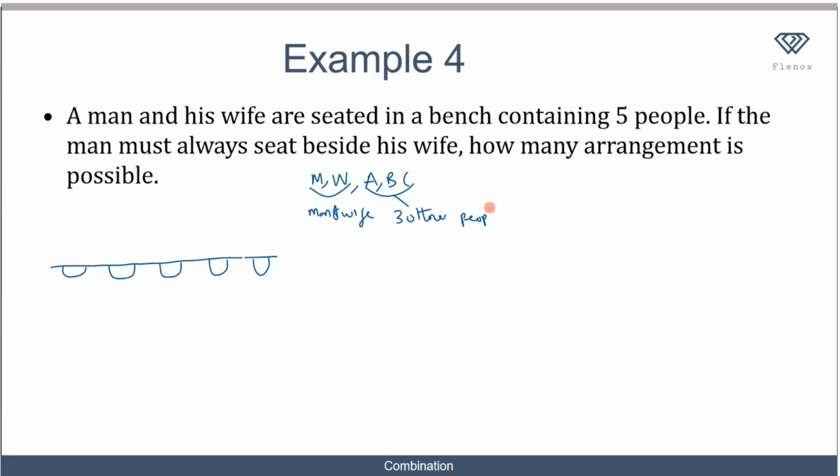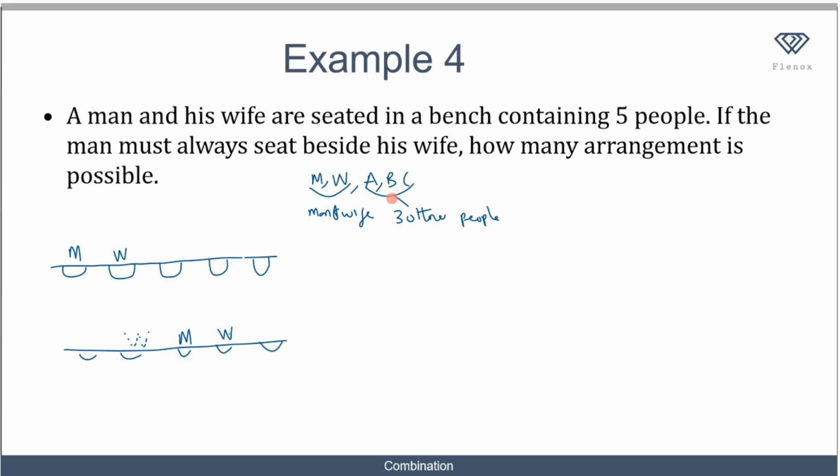So the man loves his wife so much that he insists that he must sit beside his wife. So what does it mean? It means that if the man is sitting down here, for instance, then the woman must be sitting down here also. Let's take a look at that scenario. If the man is sitting down here, his wife must be sitting down here or here. Any one of these will suffice. His wife can be down here, or his wife can also be sitting down here, provided that she stays close to him. So in how many ways is this possible?